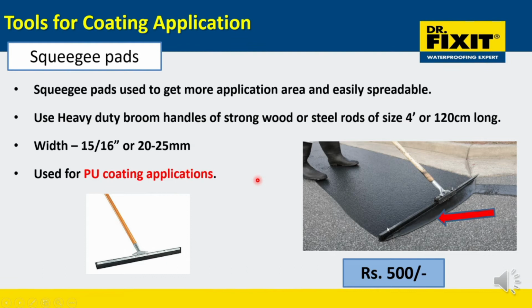Another tool which we can use for coating is called a squeezy pad. This is a squeezy pad, as shown by this arrow. Approximate cost is around 500 rupees. A squeezy pad is basically used for products like PU coating application and Bitufix. I would like to explain with this picture: if you apply a coating with this, it has a uniform layer and a very good finish.